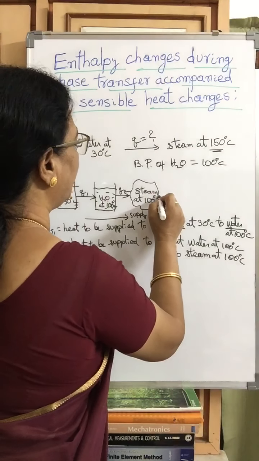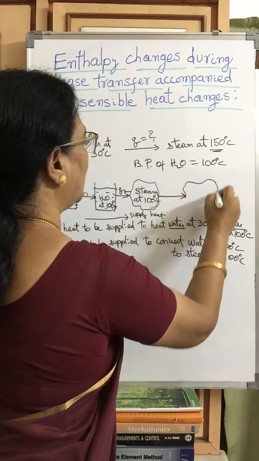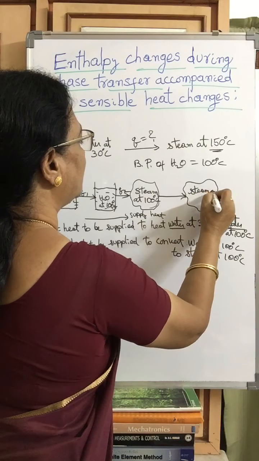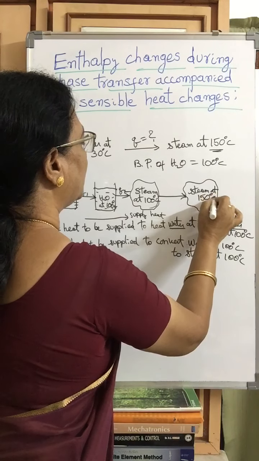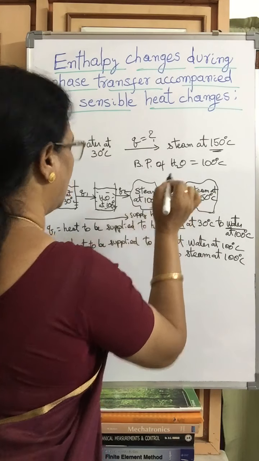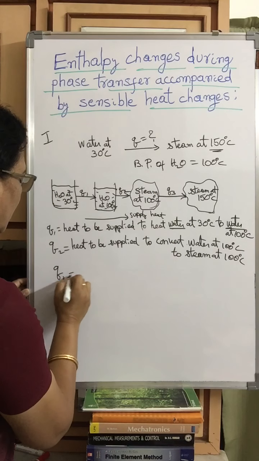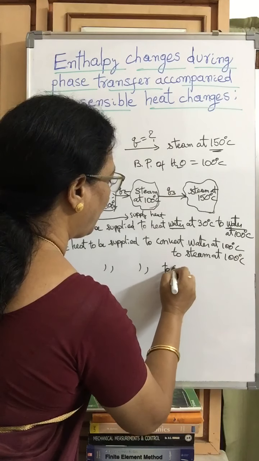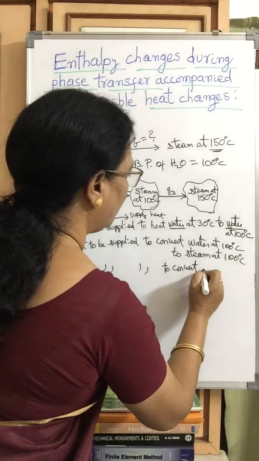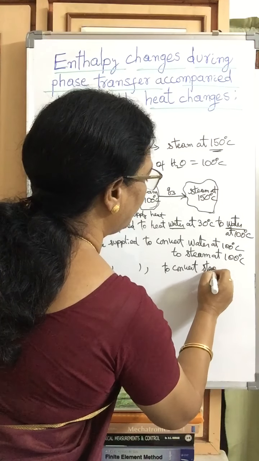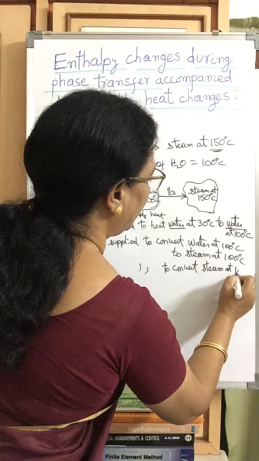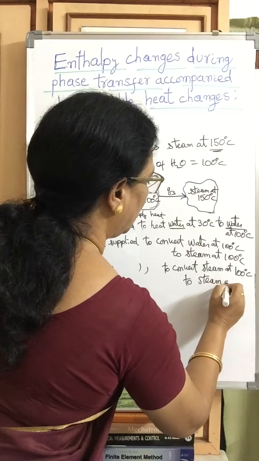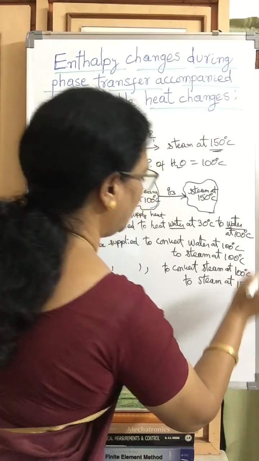Now we have steam here. Then this steam should be converted to steam at 150 degrees centigrade. Let it be Q3. So Q3 is heat to be supplied to convert steam at 100 degrees centigrade to steam at 150 degrees centigrade.